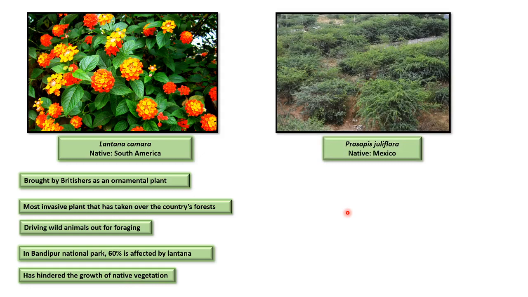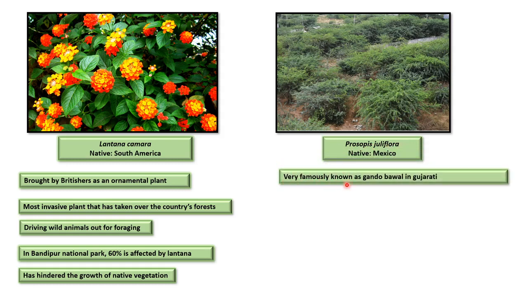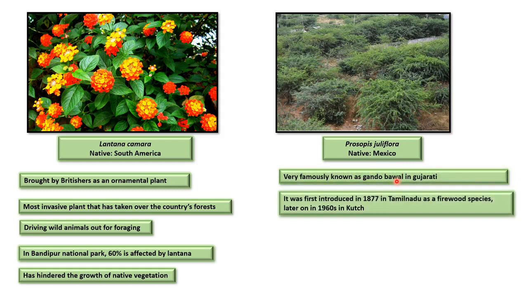Taking our next example, which is Prosopis juliflora. This particular plant is a native of Mexico. This plant is very famously known as Gando Bawar in Gujarati, and we can see this plant growing very vigorously in many areas where nothing grows. This plant was first introduced in 1877 in Tamil Nadu as a firewood species, and later on it was introduced in Kutch in 1960s.